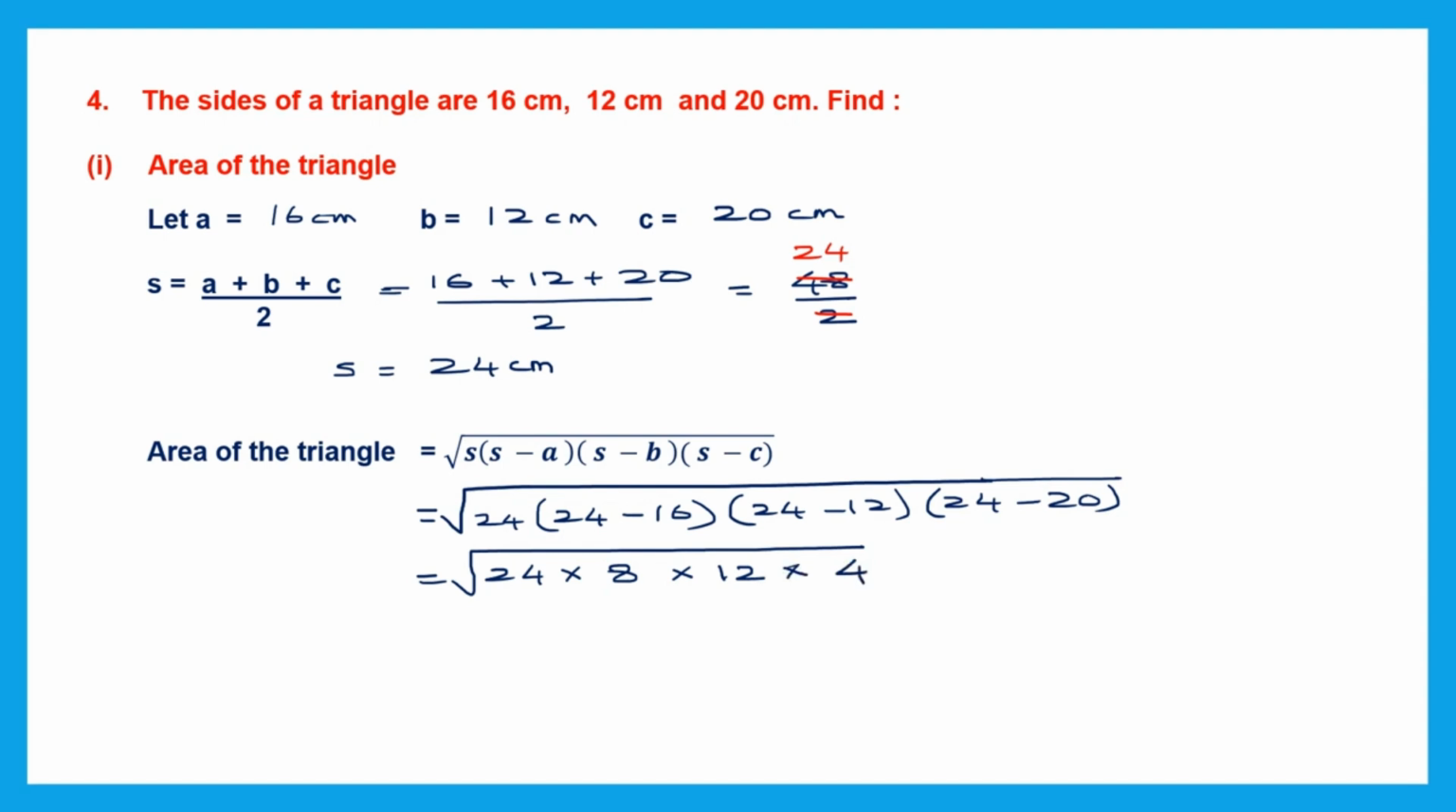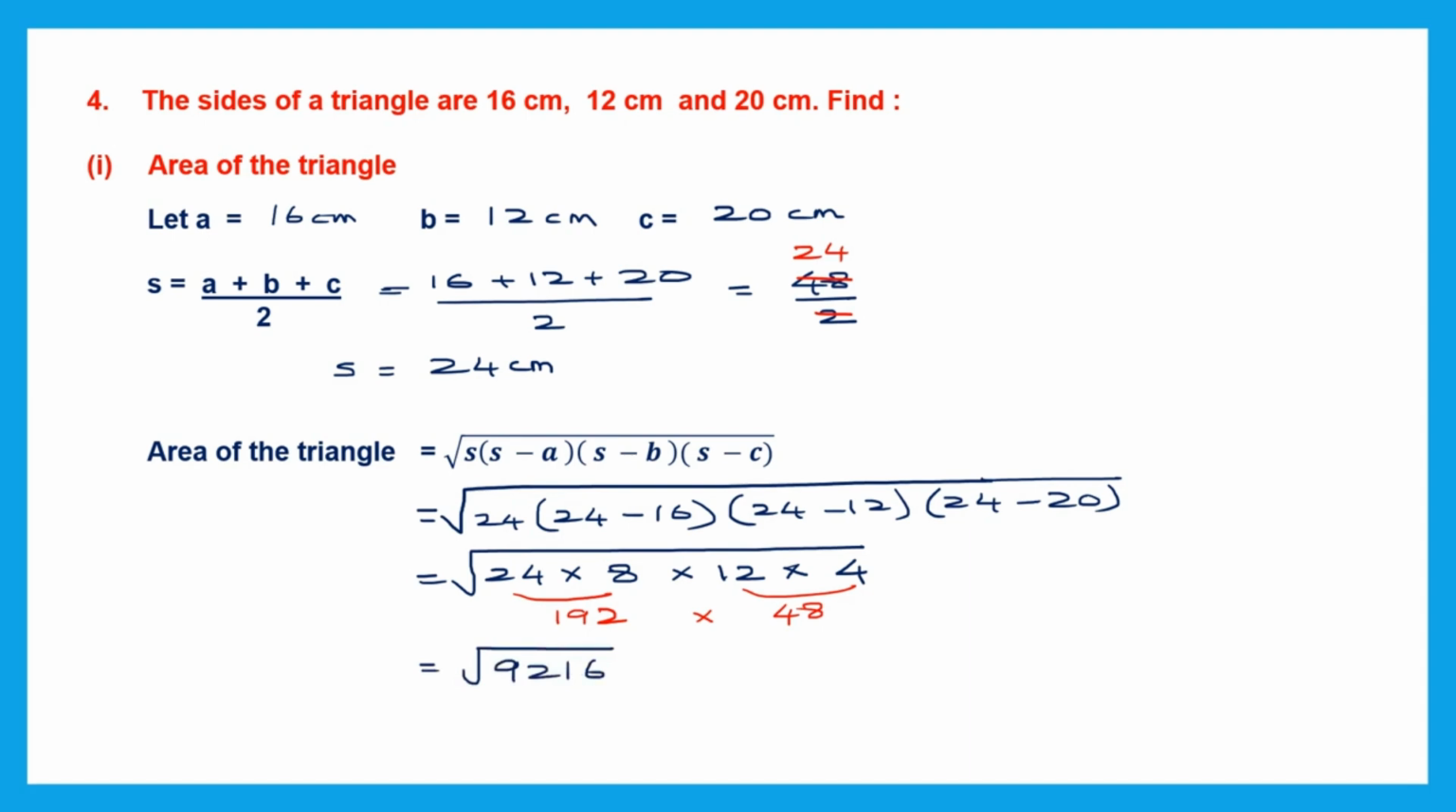Now let's multiply. 24 into 8 is 192. 12 fours are 48. Let's multiply these two. 12 fours are 48. So when you multiply, you get 9,216. So let's write that.